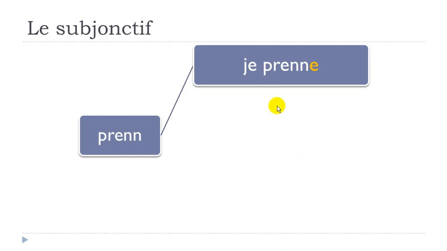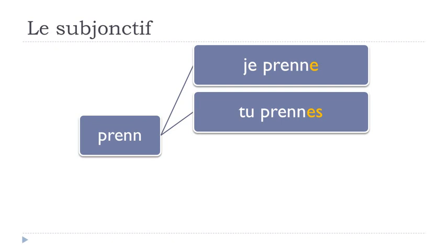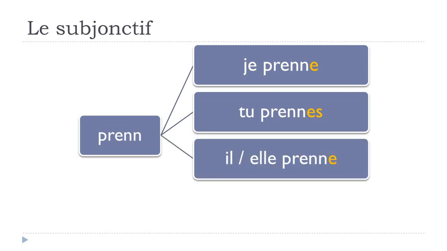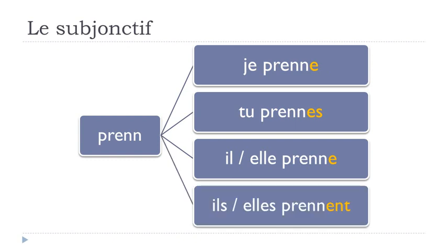The ending for je will be e, okay? The ending for tu will be es. The ending for il, elle will be e, and the ending for ils, elles at the plural form will be ent. If you look carefully, it's not that strange. I mean, these endings are quite common, and we've been encountering these endings previously. If you think about the present form, then it looks a bit familiar.